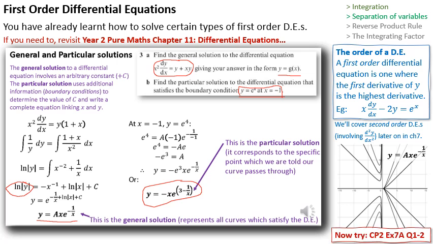You should now be able to have a go at the first couple of questions from exercise 7a in your Core Pure 2 textbook. These all rely on the separation of variables method, so they'll provide some good revision for this particular technique, which hopefully you do mostly remember from A-level maths last year.